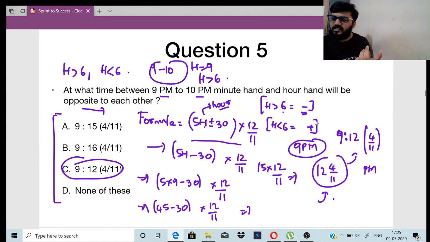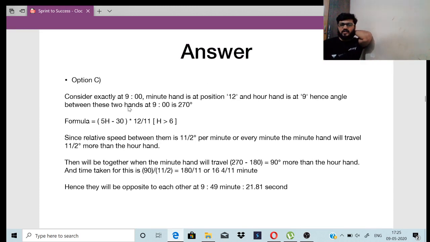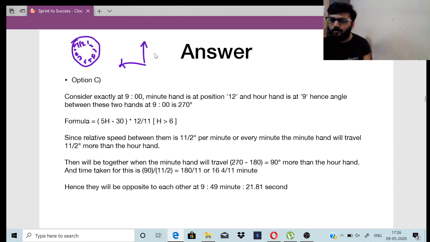We will go for the conventional formula now. I will show you guys the conventional formula. Consider exactly at 9. So I will draw the clock here: 12, 1, 2, 3, 4, 5, 6, 7, 8, 9, 10, 11. Exactly at 9, the minute hand is at 12. People following me? Yes or no? 9 p.m. is this. The minute hand is at the 12 position. The hour hand is at 9 position.